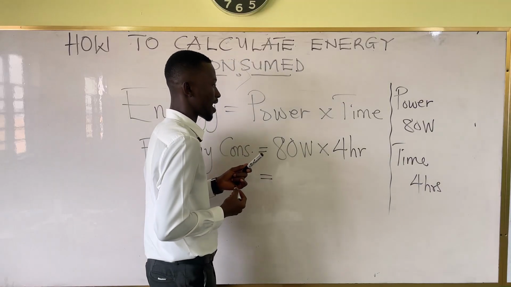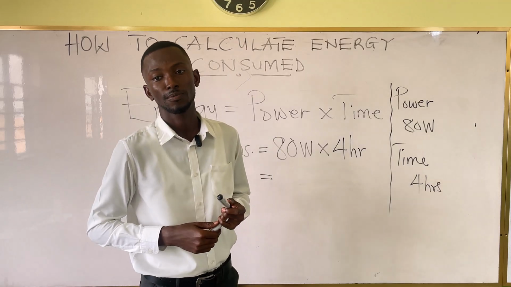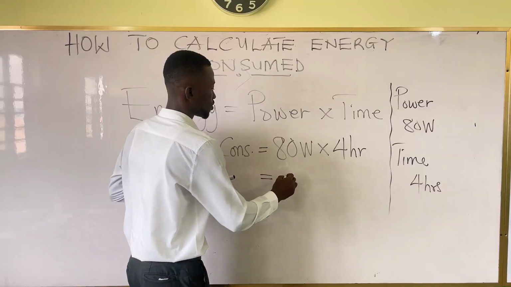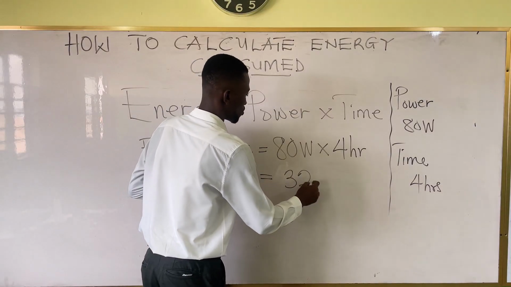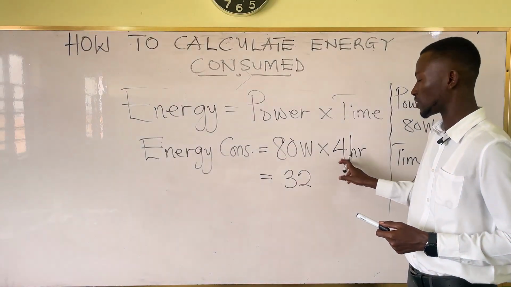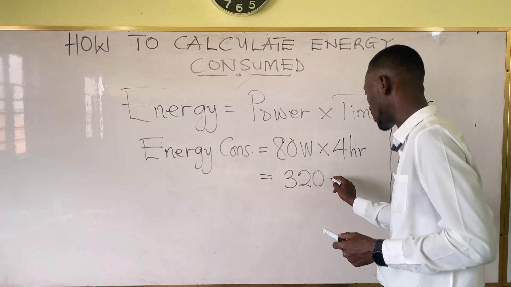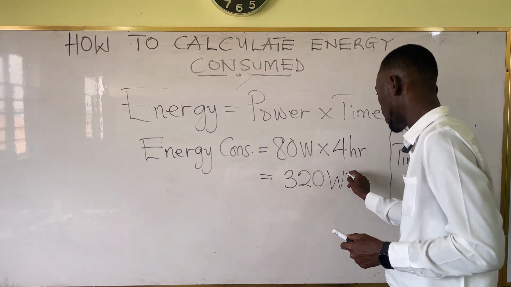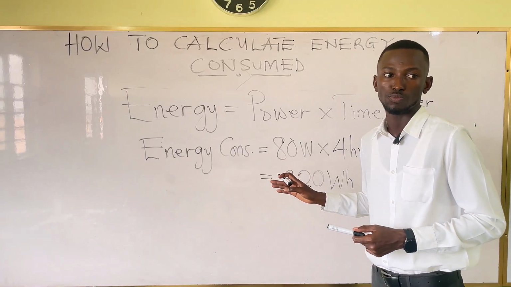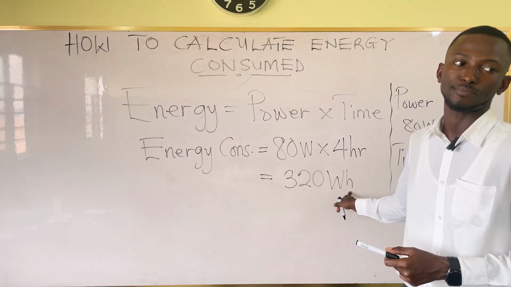So 80 times 4, what will be the answer? That is 8 times 4, which is 32. Then we add the 0 to the end of it. So we bring the unit together like this. The energy consumed is 320 watt-hour.